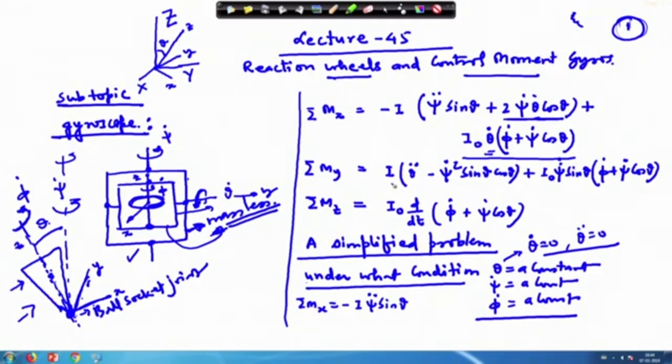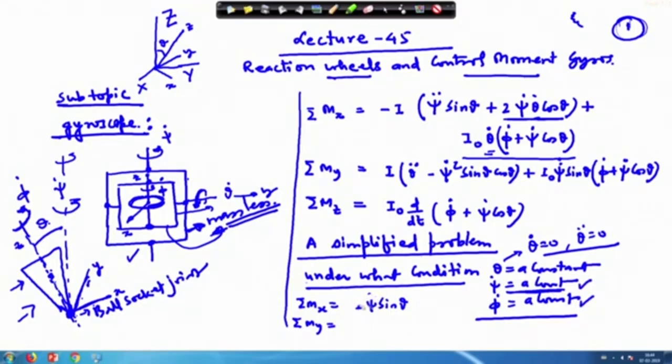If we look here, from there we will have E m y. Now, one more thing, here psi double dot is also 0, psi dot is constant, because this condition we have not yet taken. Psi dot is constant. We are assuming here a simplified problem. So, psi dot is constant and phi dot is also a constant. So, that means this term should also vanish.